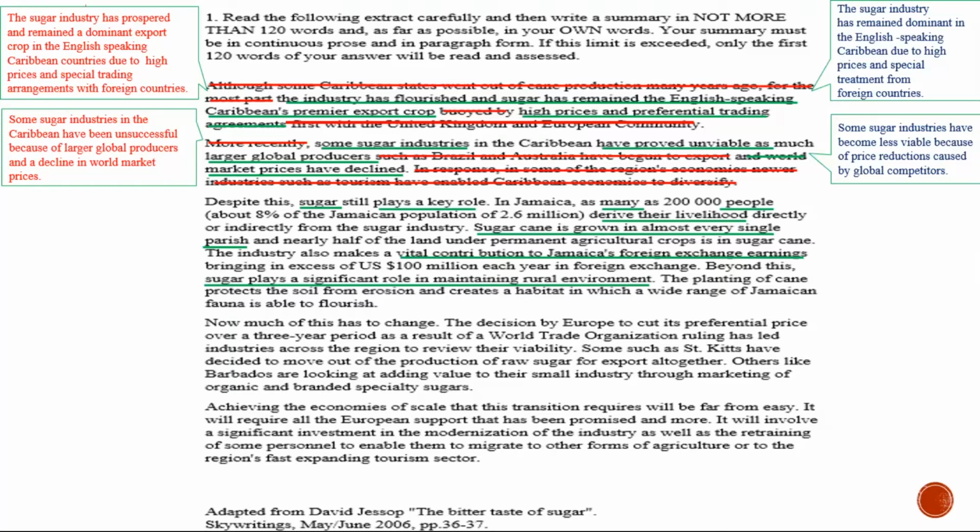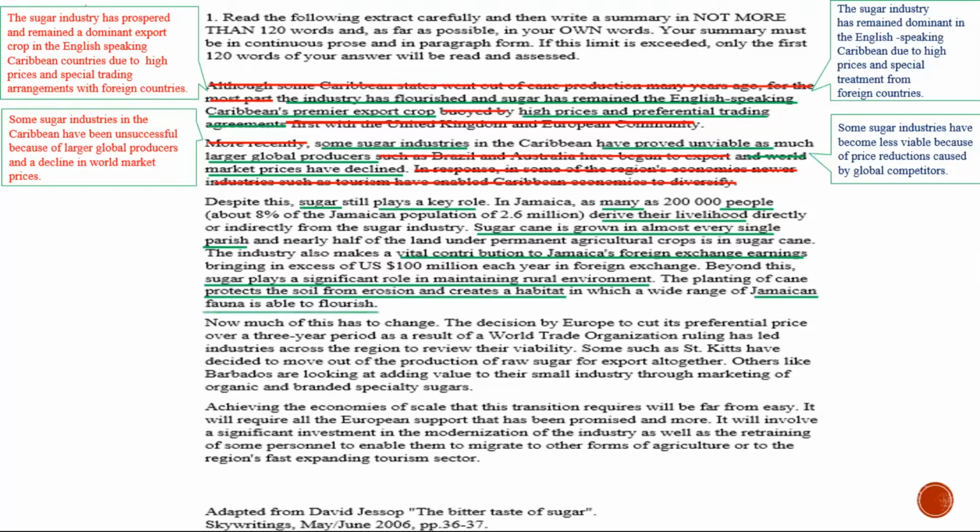It also says that it is a vital contribution to Jamaica's foreign exchange earnings. Again, it shows that there are other benefits to sugar apart from just the agricultural aspect. There are many economic aspects to it. And then finally, it says that sugar plays a significant role in maintaining the rural environment. So there are many benefits that are derived from sugar in Jamaica.